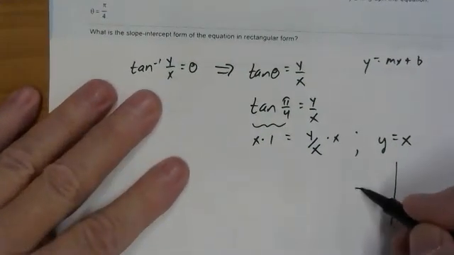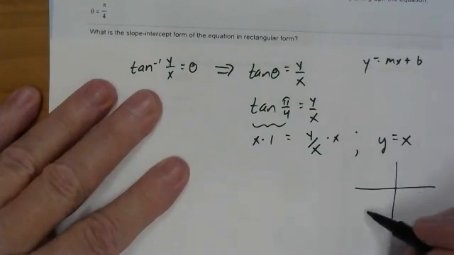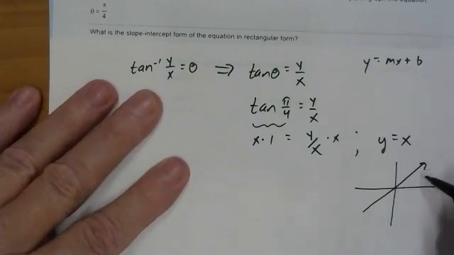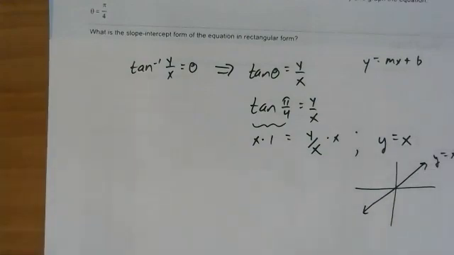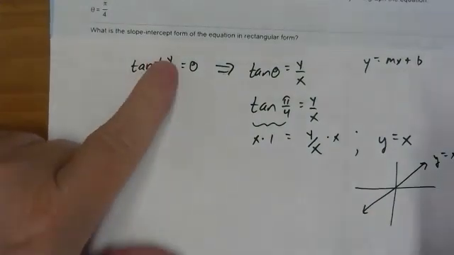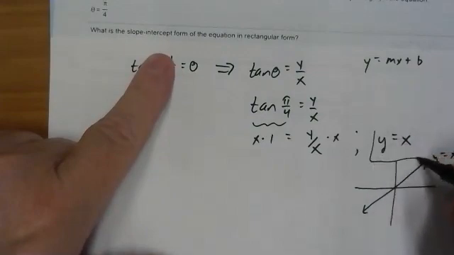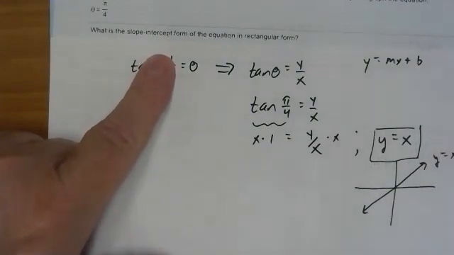You end up with the equation y equals x. Just for fun, if you graph y equals x, it's a line that goes right down the middle of the first and third quadrants. So for slope intercept form, that should be the answer.